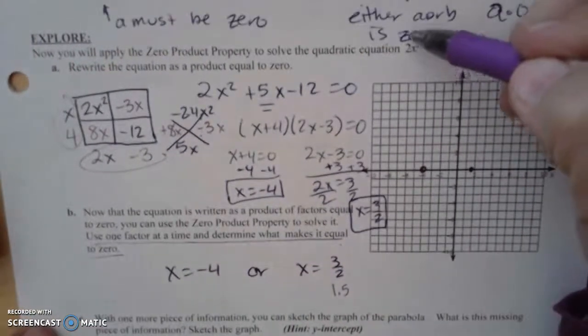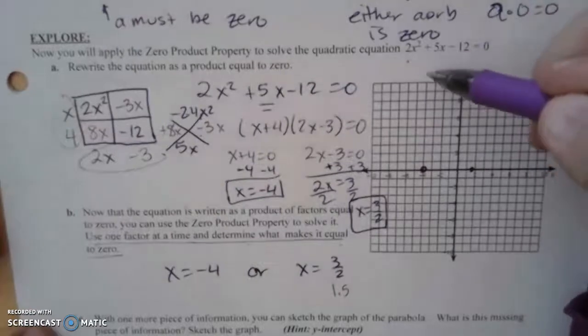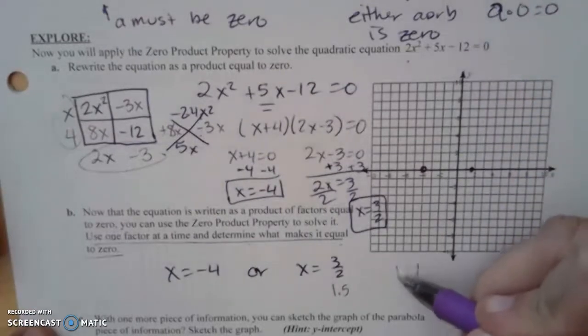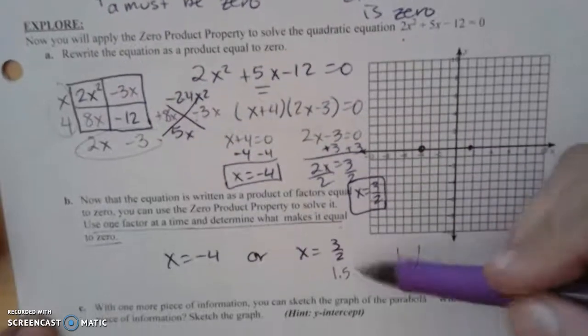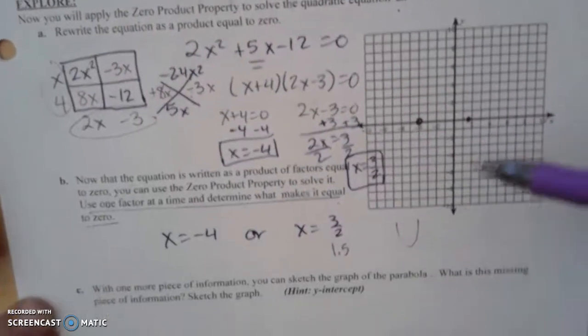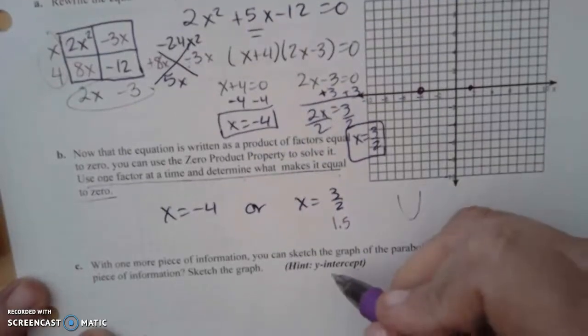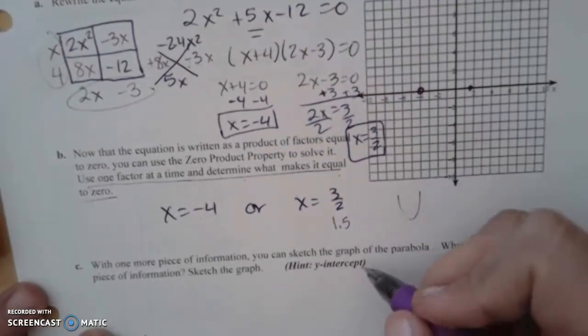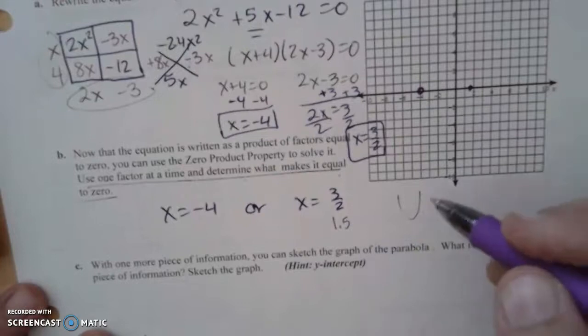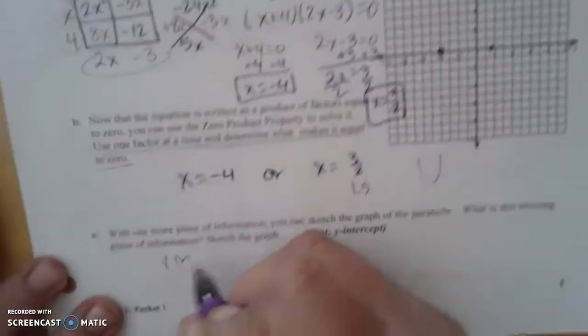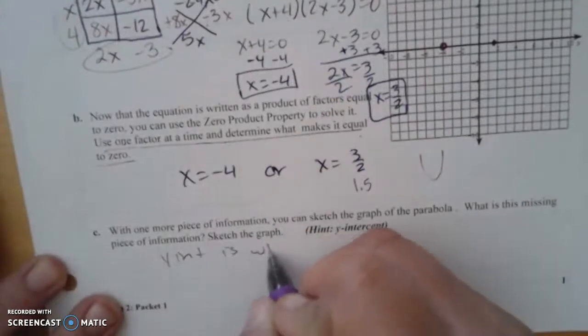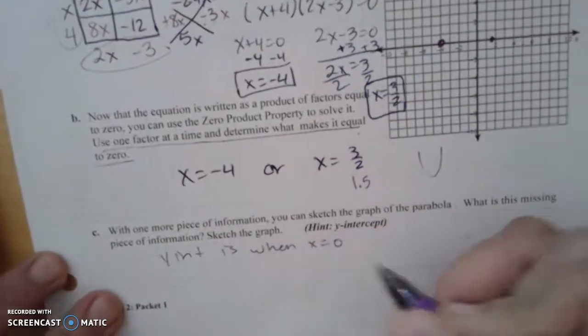And because this first number here is positive, that means it opens up. My parabola is going to be something like this. We know that the vertex is going to be somewhere between, but we're reviewing that. So what other piece of information do I need to sketch the graph? We need the y-intercept. The y-intercept is when x equals 0.